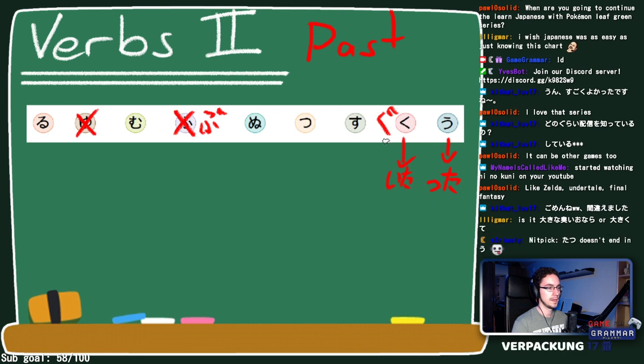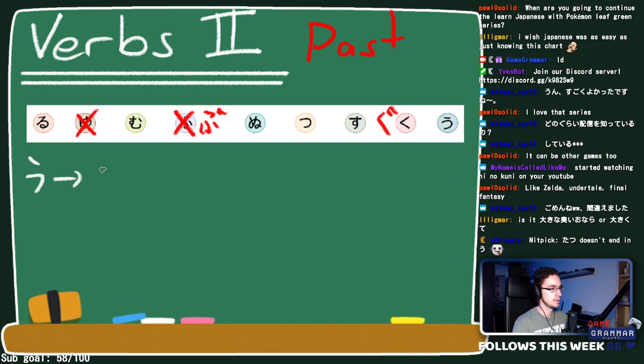Ita. And gu becomes ida. Okay, let's make like a little slash here. I'm running out of space. Let's change this layout. I'm not happy with this. Let's rather do this. Here. I think this layout is going to be a little bit more forgiving for me.